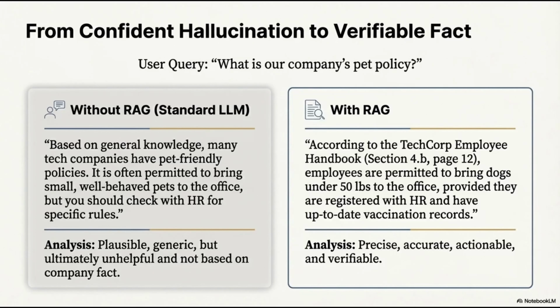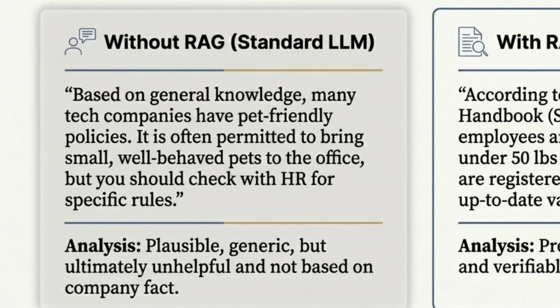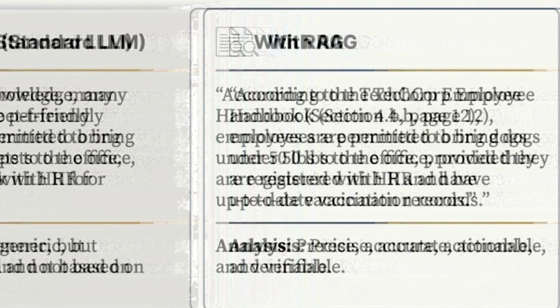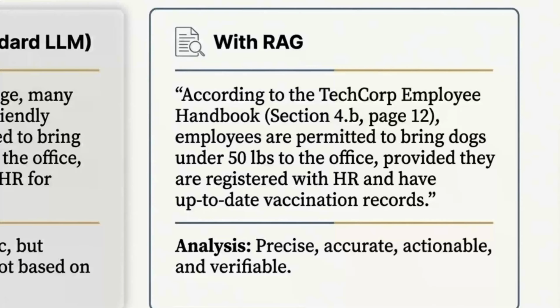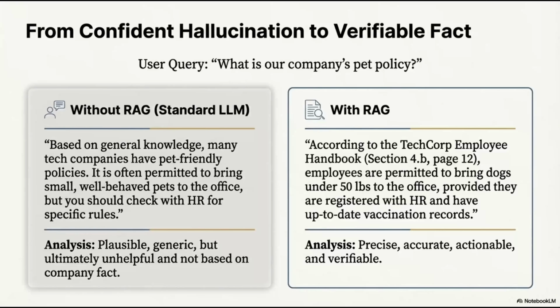Does this actually matter though? Absolutely. Look at the difference. Without RAG, if you ask about pets, the AI just guesses. It says, sure, bring your pet, check with HR. It sounds nice, but it's generic fluff. With RAG, they can also hallucinate, by the way, in there. With RAG, look at that precision. It quotes the handbook, Section 4.b, it knows dogs must be under 50 pounds and vaccinated. This is the difference between a creative writing exercise and an actionable business answer.